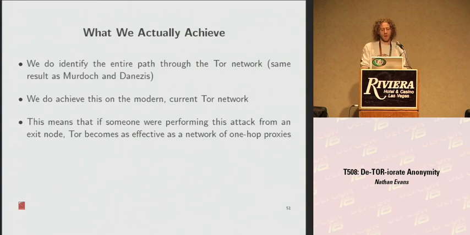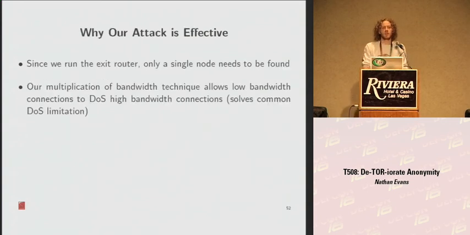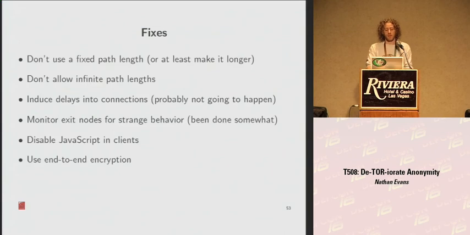And there's a few reasons why our attack is effective. Again, we only need to discover one of the routers because we're running the exit router, and we know 2 a priori. But the most important thing that we're here to say is that this bandwidth multiplying effect of using these long circular routes is just a really bad thing, because it not only allows people with high bandwidth to be able to perform this attack, but even people with low bandwidth to not only do our attack, but also to DOS any TOR server at will. So that's bad.